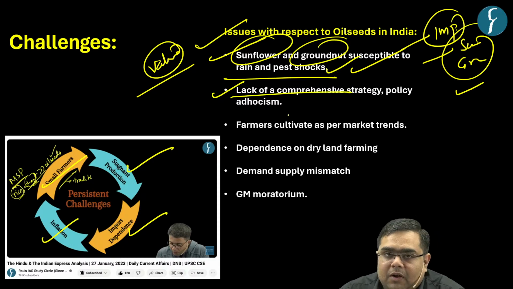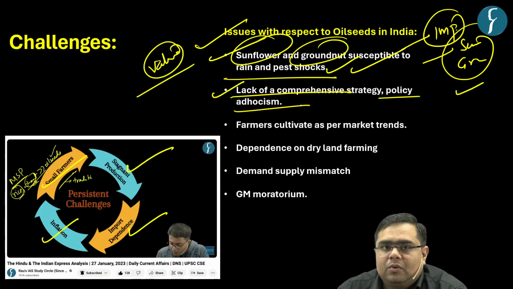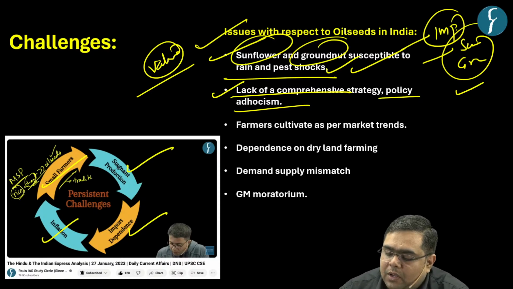Then, from the government's point of view, the issue with respect to governance is that there is a lack of comprehensive strategy and policy ad hocism. Now you will be amazed to know what kind of things go on, right?